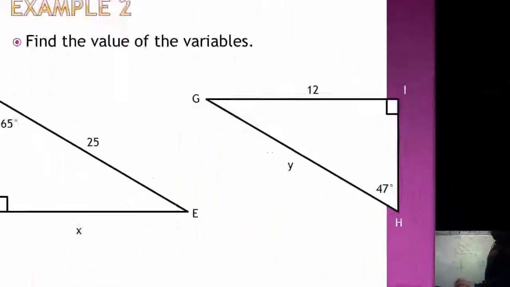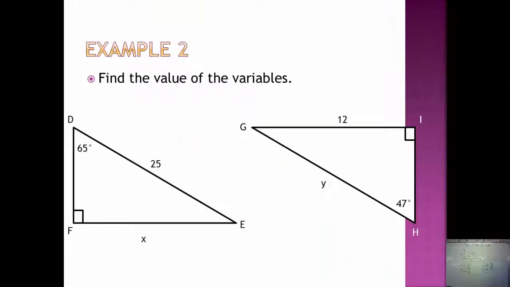Alright. Example 2. We're not using this just to find what sine of A and sine of B is. We're using this to find a length. In the next example it says find the values of the variables. These are the pictures they gave me. So they want me to find x and y. They're not asking for everything, they're just asking for one side length.